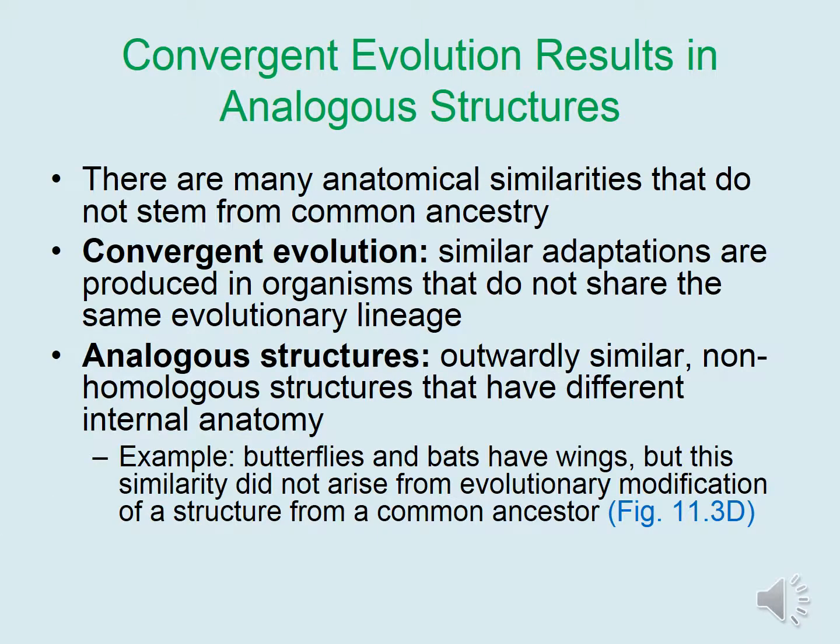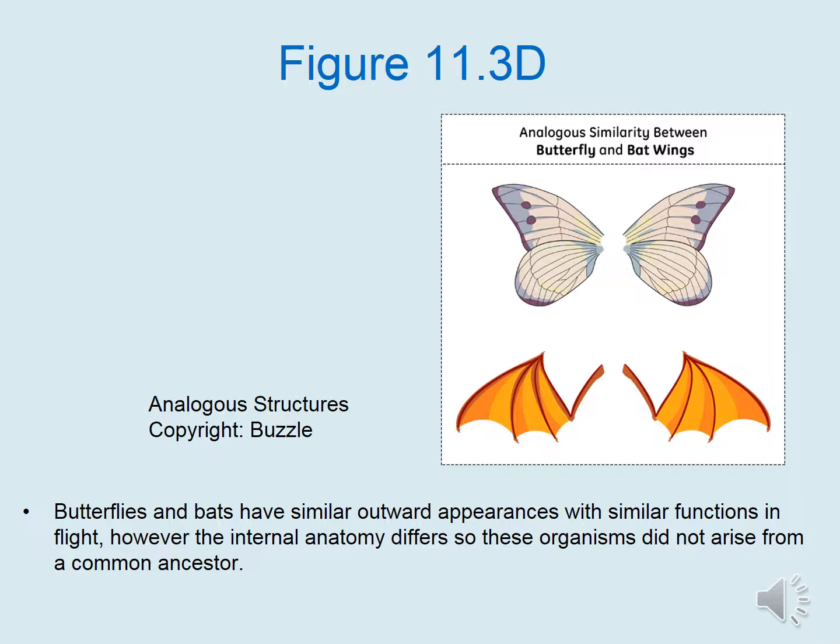Despite the fact that we are discussing anatomical features that come from a common ancestor, we have to keep in mind that there are many examples of anatomical similarities that do not actually stem from common ancestry. This is what convergent evolution is. These are similar adaptations that are produced in organisms that do not share the same evolutionary lineage. This leads to what's called analogous structures, which are outwardly similar, but they're non-homologous because they have different internal anatomy. An example is that both butterflies and bats have wings, but this similarity did not arise from evolutionary modification of a structure from a common ancestor. Butterflies and bats have similar outward appearances with similar functions in flight. However, the internal anatomy differs, so these organisms did not arise from a common ancestor.